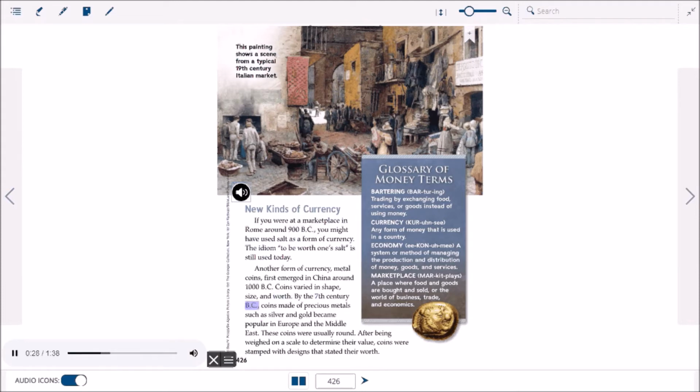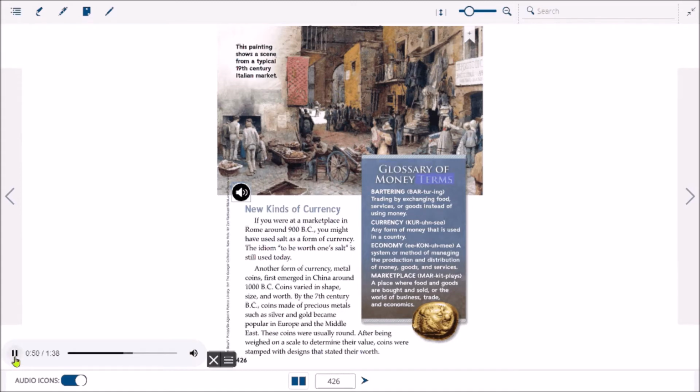By the 7th century BC, coins made of precious metals such as silver and gold became popular in Europe and the Middle East. These coins were usually round. After being weighed on a scale to determine their value, coins were stamped with designs that stated their worth.